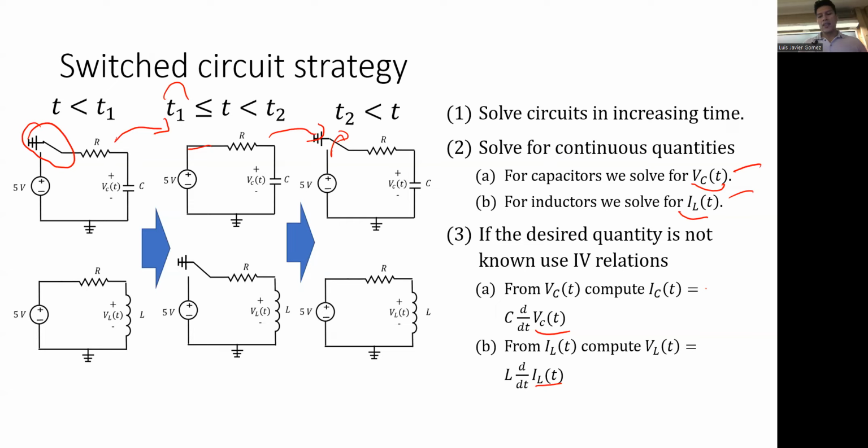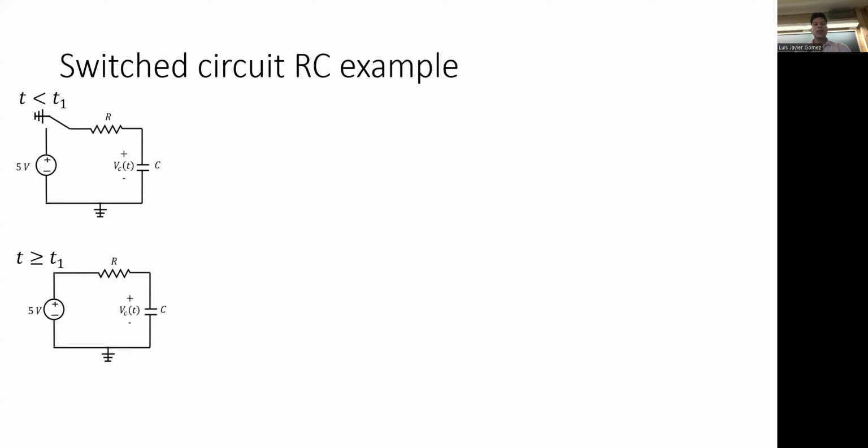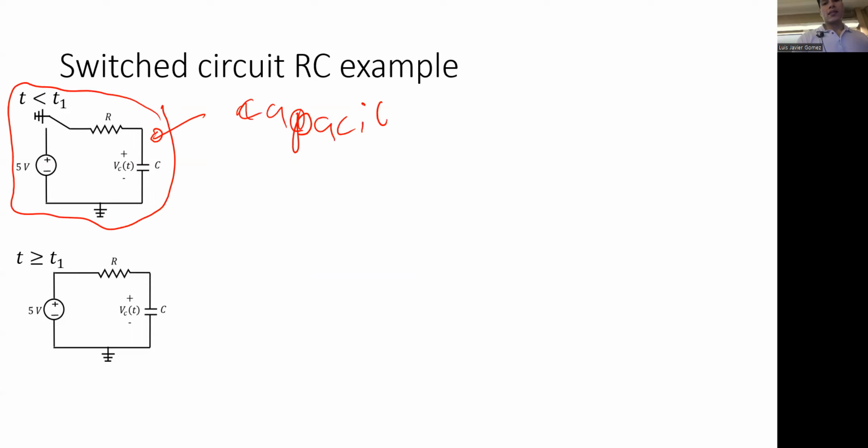In particular, the first thing we need to do is figure out what our initial condition is when we try to solve a switch circuit. To find these initial conditions, we are going to assume that our circuit has been in the first state for a very long time. And as it turns out, capacitors after a long time behave as open.